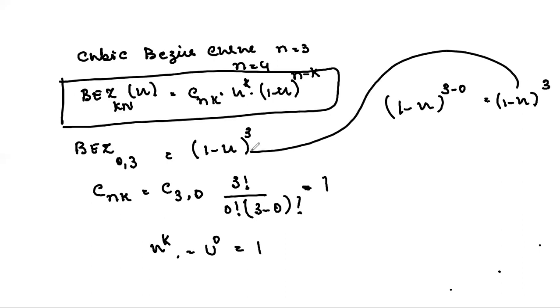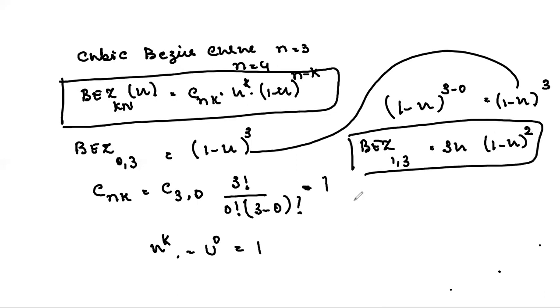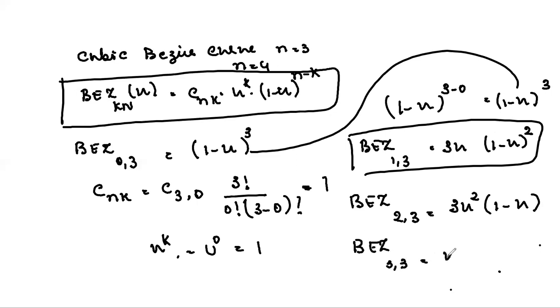Similarly, you can calculate Bez of 1, 3. This is equivalent to 3u into 1 minus u whole square. You can substitute the values like this and find out, you will get this. Similarly, if I compute Bez of 2, 3, then I'll get 3u square into 1 minus u. Next, if I take Bez of 3, 3, then that is equal to u cube. All these values can be derived by substituting the values of n and k in the above blending equation. You can just do that and test it out.